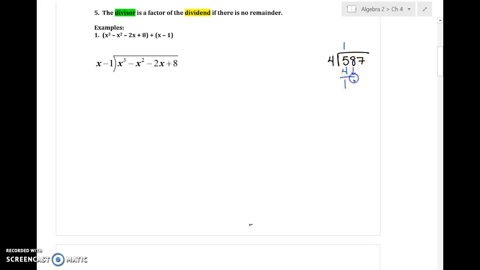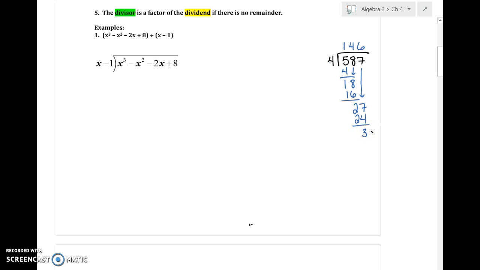Then we drop down the 8. How many times does 4 go into 18? 4 times. 4 times 4 is 16. So when we do 4 times 4, we write that underneath the 18. Subtract, that gives us 2 left over. Bring down our 7. How many times does 4 go into 27? 6 times, which 6 times 4 is 24. We have a remainder of 3.